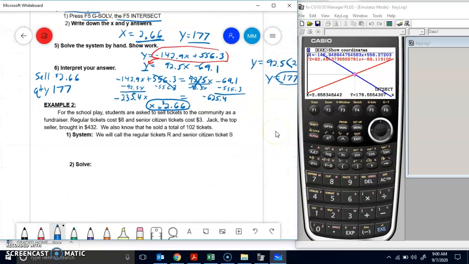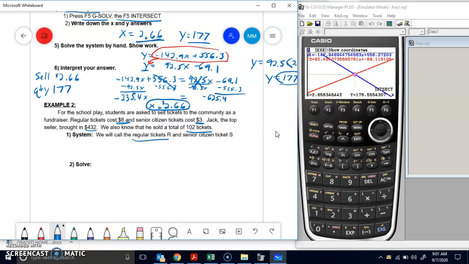Okay, second example, we're not going to use the calculator for this, we're just going to solve it using elimination. It says for the school play, students are asked to sell tickets to the community as a fundraiser. Regular tickets cost $6, senior citizens cost $3. Jack was the top seller, and he brought in $432. We also know that he sold a total of 102 tickets. So we're going to see if we can figure out how many tickets of each type he sold.